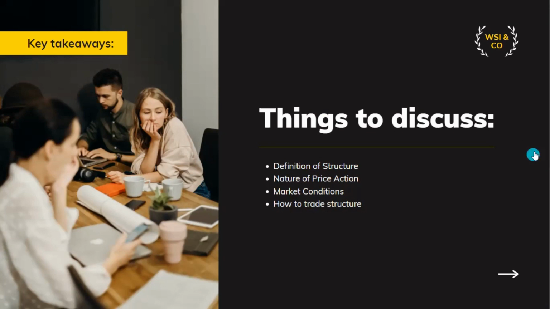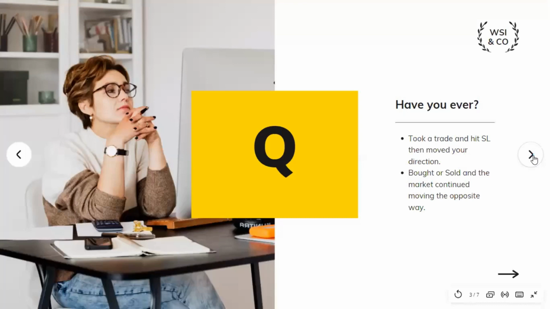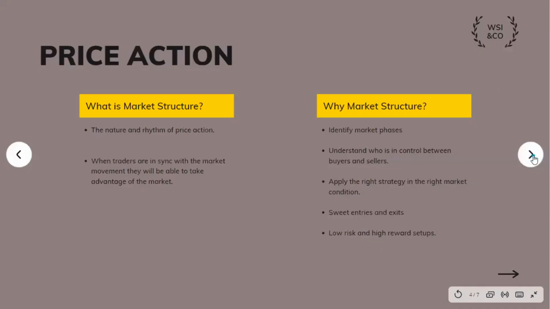trade market structure. Have you ever taken a trade and it hit stop loss and then moved in your direction, or bought or sold and the market continued the other way? If you've been a trader for some time, I'm very sure that the answer here will be yes. Well, you might realize that the reason was that at some point you didn't understand what market structure is and why we use market structure in the market.